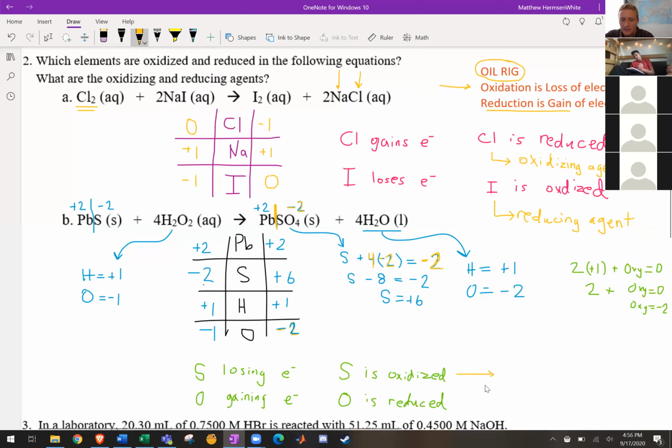Now, if we were asked to find the agents, these are just going to be the opposite. If something is oxidized, that means it is the reducing agent. And if something is reduced, that means it is the oxidizing agent. What questions do you have on the oxidation and reduction reactions?